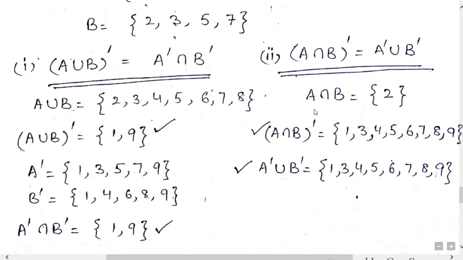Now for the second, A intersection B is 2. Then write A intersection B complement. Then the union of these two sets, A complement and B complement: 1, 3, 4, 5, 6, 7, 8, 9. Both the values are the same. It means number 2 is also true.